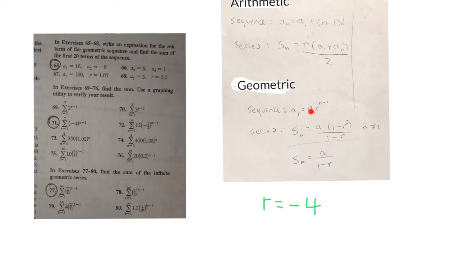Well, a sub 1 is the number that's currently being multiplied to this r raised to the n minus 1 power. A sub 1 is the number that's getting multiplied to it. And in this case, a sub 1 is the invisible 1 that's in front here, multiplying times negative 4 raised to the n minus 1. So actually, a sub 1 happens to be 1 in the case of this problem, at least.